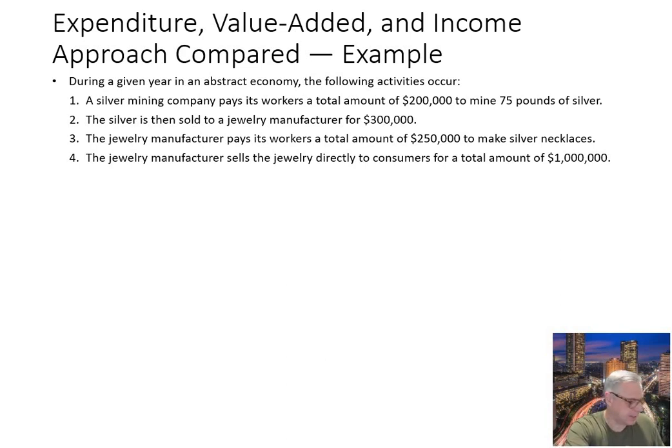Okay, so let's work next through an example. In this example, we have a silver mining company that pays its workers a total amount of 200,000 to mine 75 pounds of silver. The silver is then sold to a jewelry manufacturer for 300,000. The jewelry manufacturer pays its workers a total amount of 250,000 to make silver necklaces. And the jewelry manufacturer sells the jewelry directly to consumers for a total amount of 1 million.